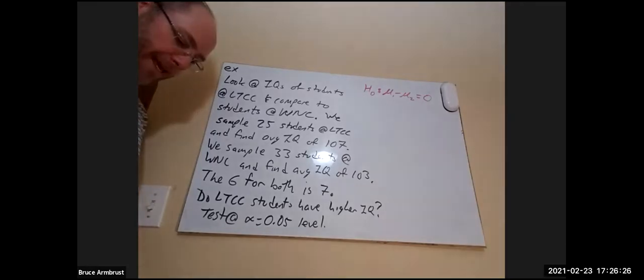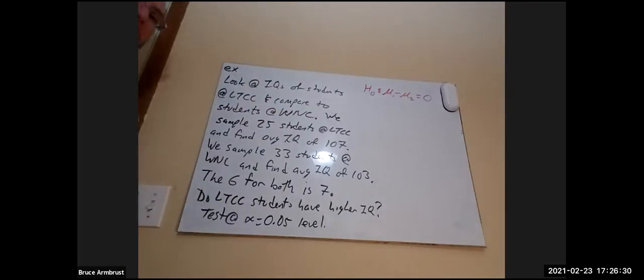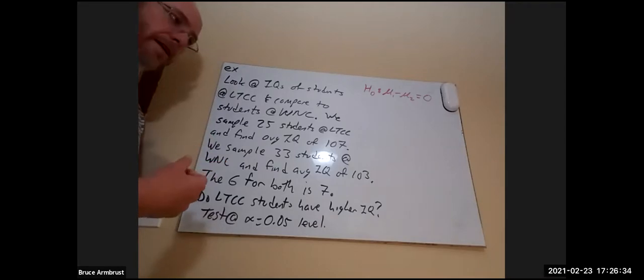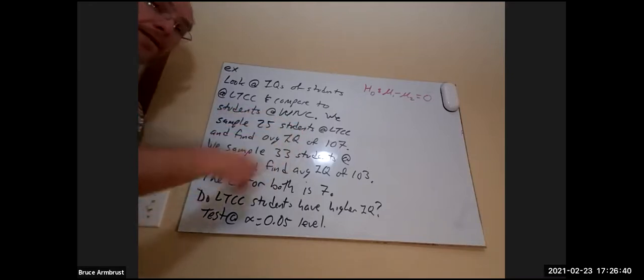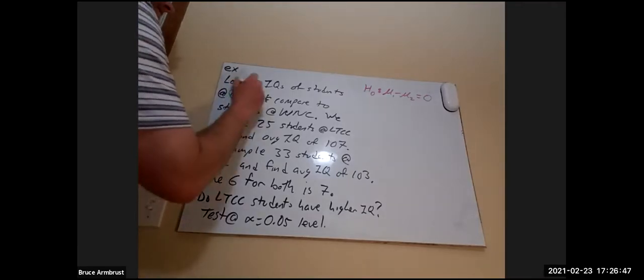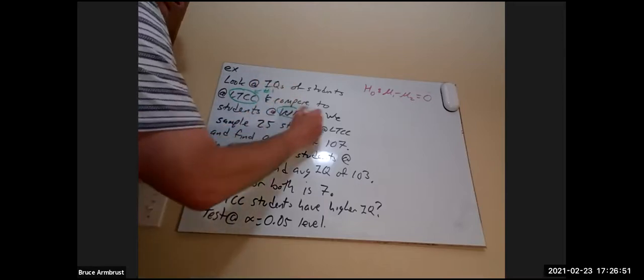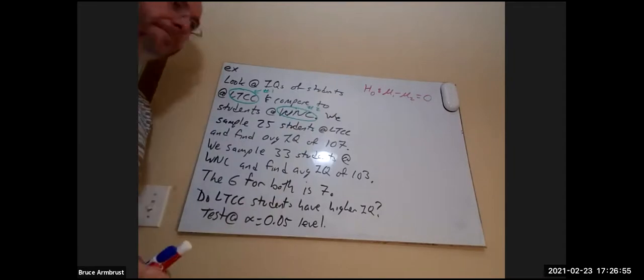Just to help us out so that we can reference it later, it's probably good to determine which is group 1 and which is group 2, because it doesn't matter. I'm just going to call the LTCC students group 1 since they were the first one we ran into. So LTCC will be number 1, and WNC is going to be number 2. Just so we've got that for reference.